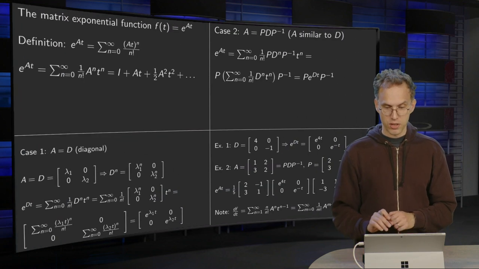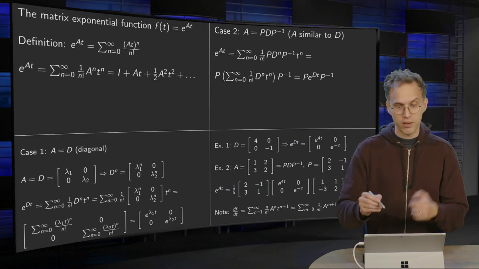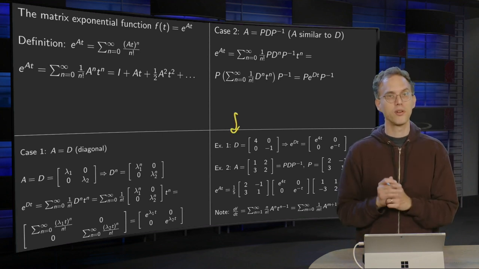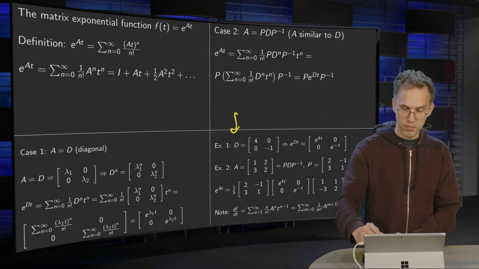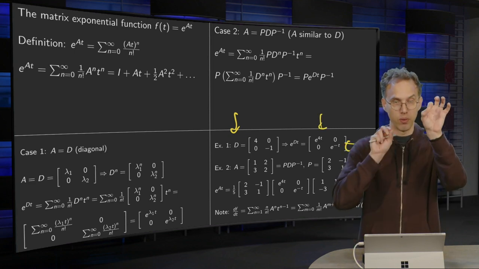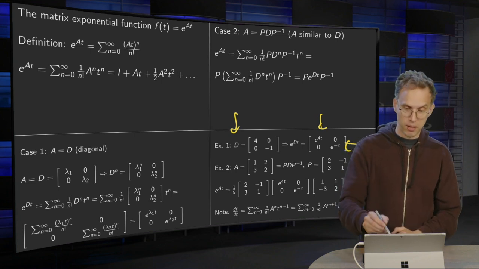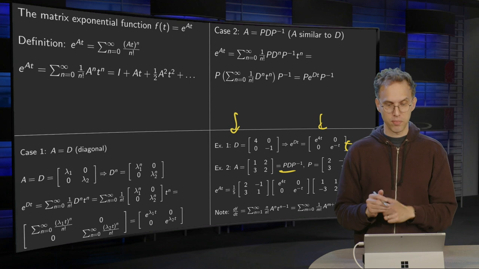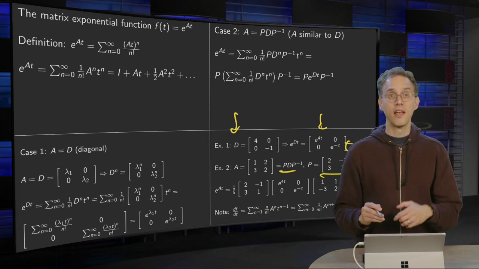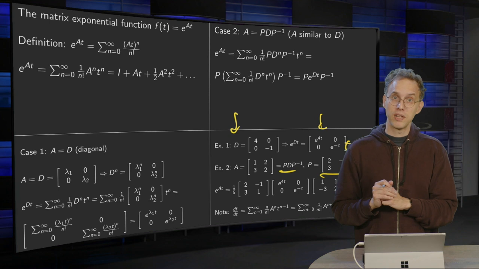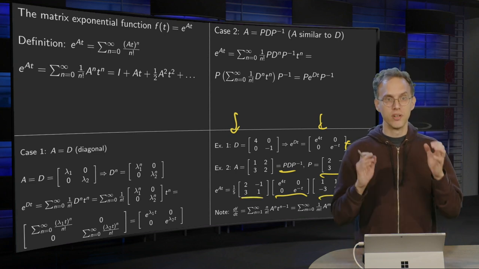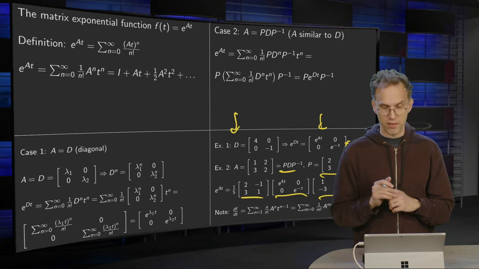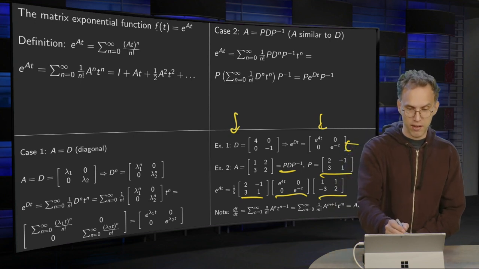So let's do some examples. If you have a diagonal matrix D, then it's easy. Here we have a diagonal matrix with 4, 0, 0, minus 1, and e to the power dt is just e to the power 4t and e to the power minus t on the diagonal. In a second example, A is similar to this D from example 1 with some matrix P, and then we can also compute e to the power at easily. In the middle is e to the power dt, with a P and a P inverse around it. So there we go.